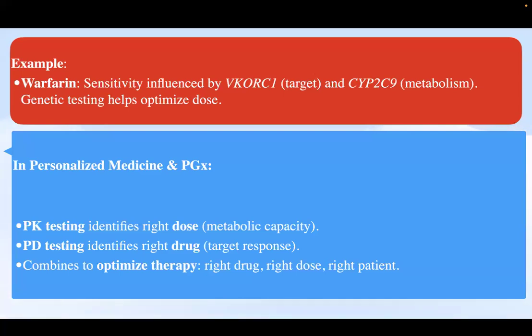Okay, so there is always a ray of hope, and this is the concept of PKPD. Okay.